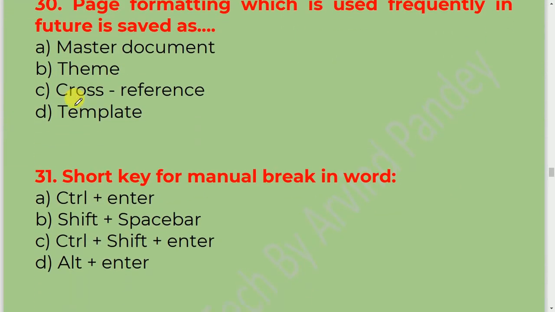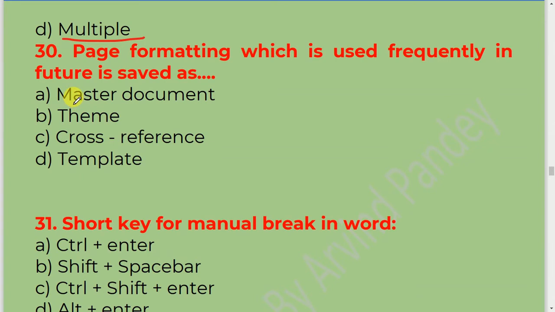Question number 30. Page formatting, which is used frequently in future, is saved as: option A, master document, B, theme, C, cross reference, D, template. And the correct option is option D, template.